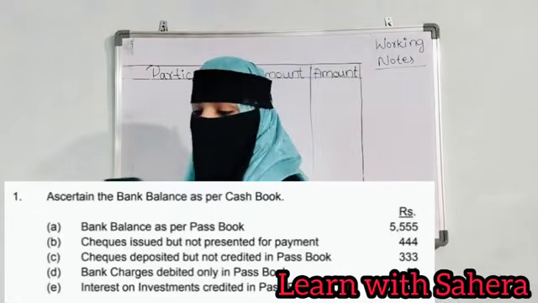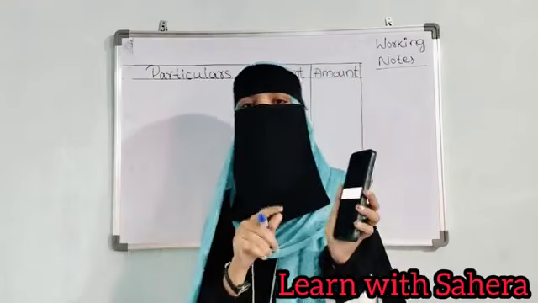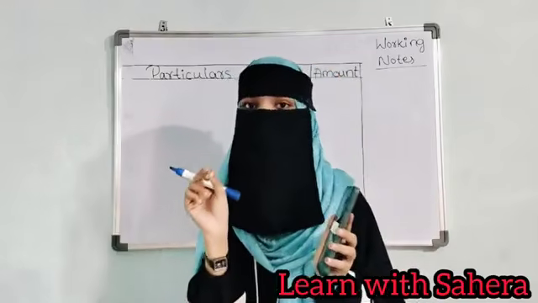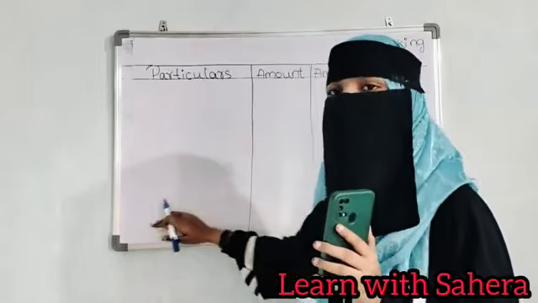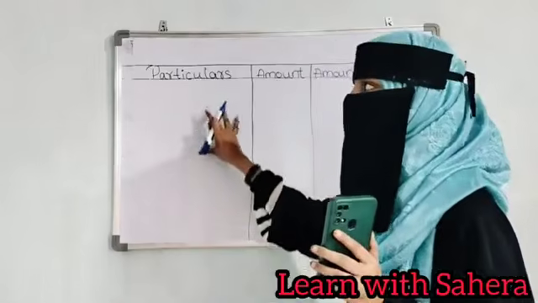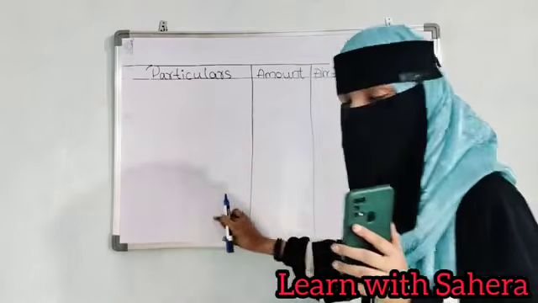Okay. So see here, ascertain the bank balance as per cash book. This is a short question, children. He has already asked you to ascertain the balance as per cash book. So here we have to find the bank balance as per cash book. He is giving us all the transactions as per the passbook. So we should find out the cash book balance.